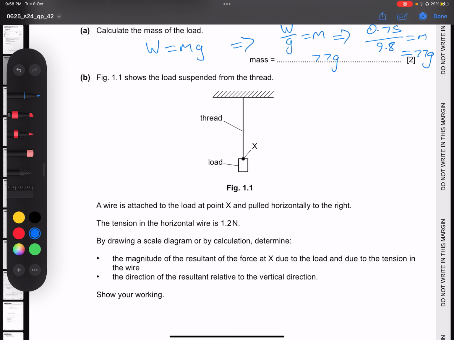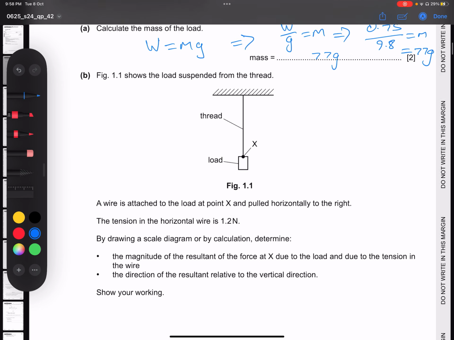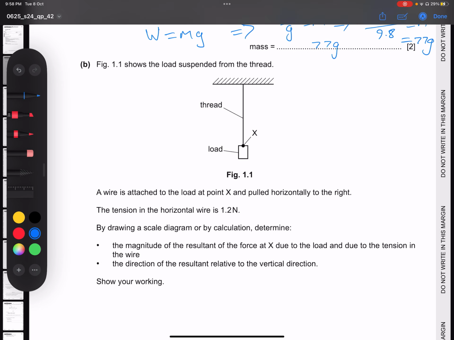Section B, figure 1.1 shows the load suspended from the thread. A wire is attached to the load at point X and pulled horizontally to the right. The tension in the horizontal wire is 1.2 Newton. By drawing a scale diagram or by calculation, determine the magnitude of the resultant of the force at X due to the load and due to the tension in the wire, and the direction of the resultant relative to the vertical direction. Show your working. Since this is a vector diagram question and they've given us the option of calculation, we can just proceed with the calculation, since that is much easier and more accurate to work with.